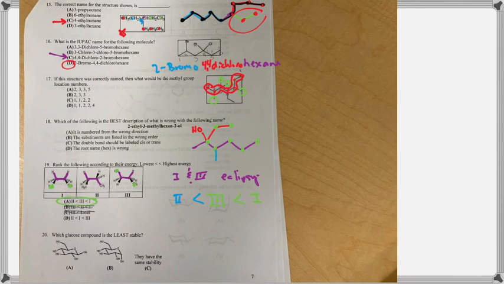Last one, glucose, least stable. What are we looking at? It's an axial versus equatorial question. How do we decide stability? Which one's more stable, axial or equatorial? How do you spell axial? Not like that. Axial versus equatorial. Equatorial was more stable. So I want to find the one that's axial. How do I find axial?